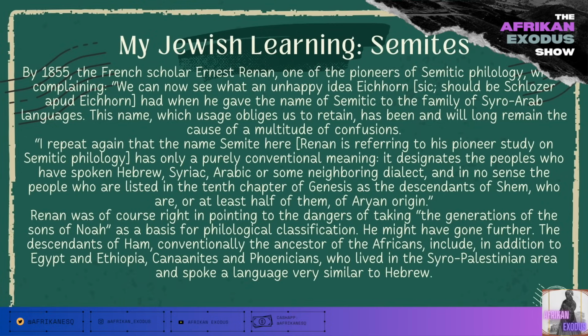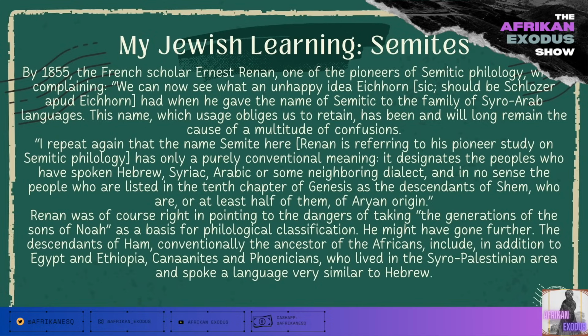Now, I'm going to talk some more about this because I want you to really get the idea. Semitic, when the Europeans use it, they're talking about a language. By 1855, French scholar Ernest Renan, one of the pioneers of Semitic philology, wrote complaining, "We can now see what an unhappy idea Hirschhorn, which should be Schlosser, had when he gave the name of Semitic to the family of Syro-Arab languages. This name, which usage obliges us to retain, has been and will long remain the cause of a multitude of confusions."